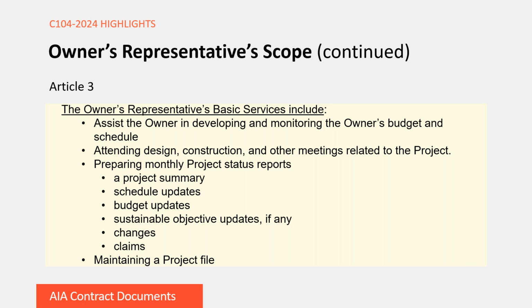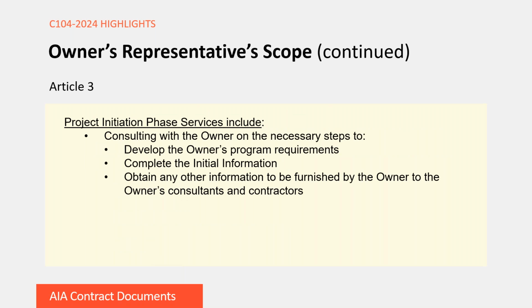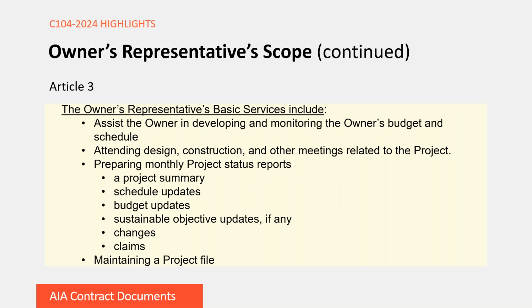The owner's representative is also going to be in charge of maintaining the project file. In this case, the project file would be the project documents containing change orders, contract documents, construction change directives, any other modifications, approved design documents, RFIs, correspondence, and really any other information that the parties would like to include as a project file document.